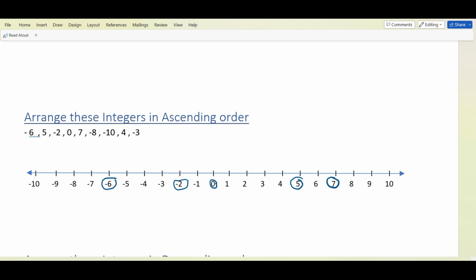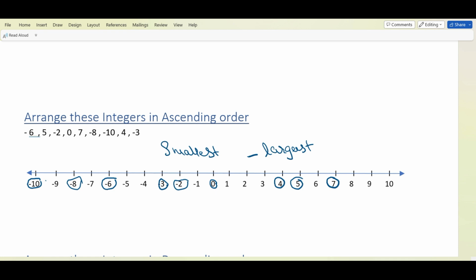and we have -8 and we have -10 and we have 4 and we have -3. What do you mean by ascending order? Ascending order is from smallest to greatest number. So looking at the number line now, we can know which is the smallest.